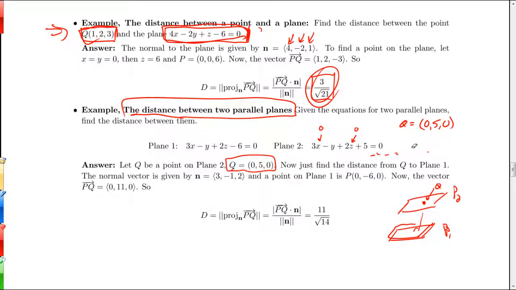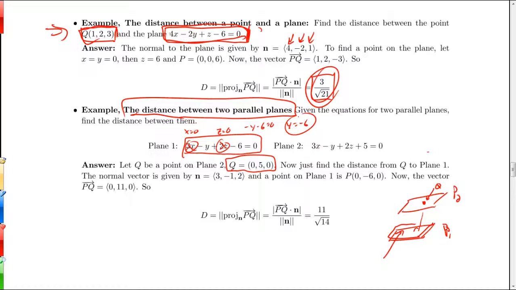But now I'm going to need PQ and dot it with N. So that P, if you recall, is a point on this plane, the first plane. So I have to play the same game over here and get a point on this plane. If I let x equal 0, that's gone. If I let z equal 0 again, that's gone. And I just get -y minus 6 equals 0, or y equals -6.